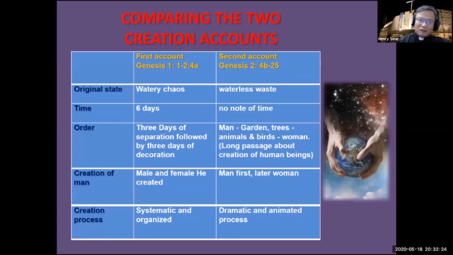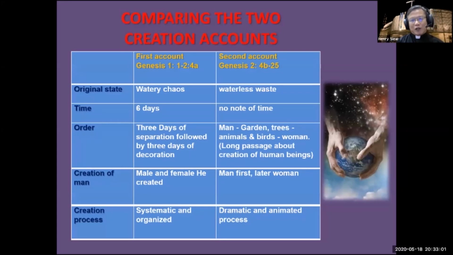Whereas the first account has very distinctive descriptions of day one, certain creation, day two, day three, day four, day five, day six. Now, with regard to the creation of the human persons, the first account mentioned that male and female, he created them. No distinction about man first and then woman. However, the second account very clearly, God created man first, named Adam, and then later on, God created a woman named Eve.